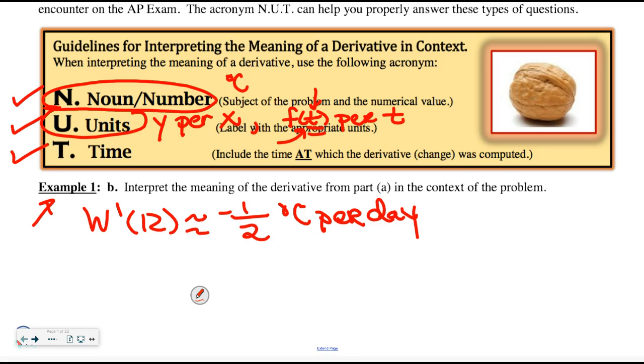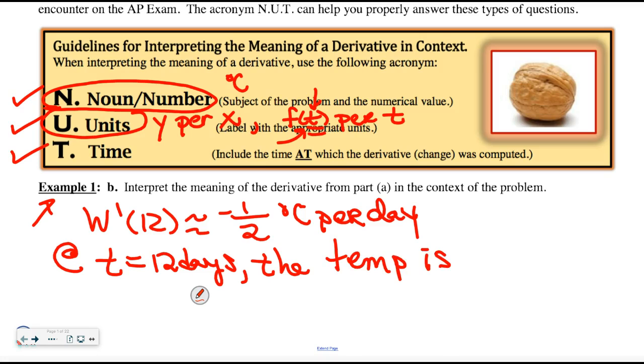And it doesn't matter what order. So I like to kind of start with the time. I would say at t = 12 days, now I need the noun. What's changing in this problem? Temperature.